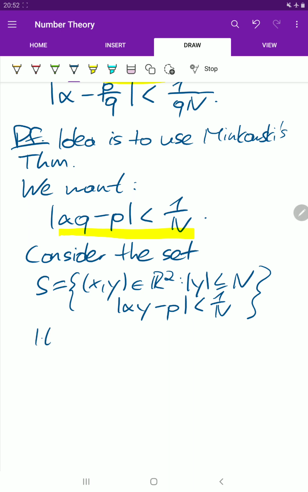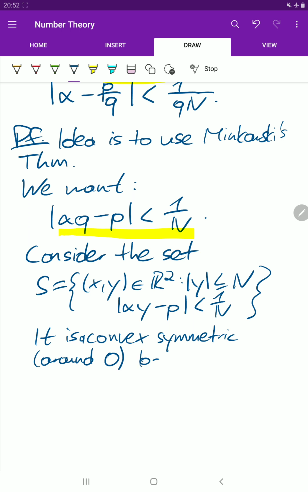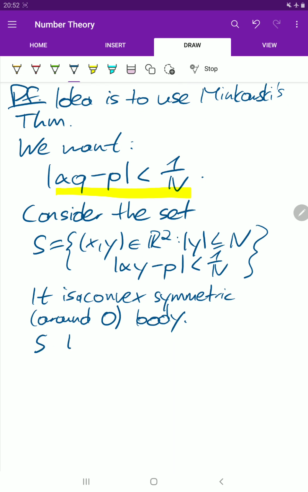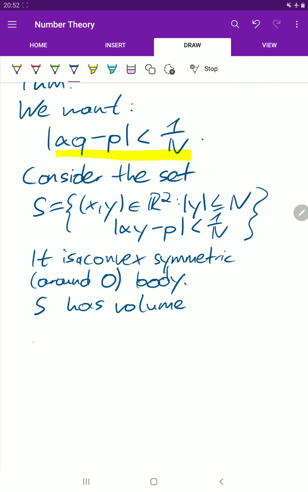It is a convex symmetric body, where symmetric means around the origin. That I'm probably gonna show you in another video, but it's true. And S has volume given by the following.